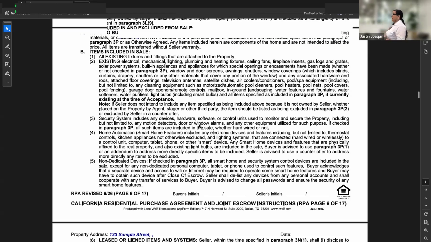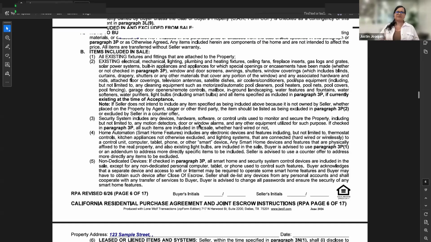We have to be careful as listing agents, right? To make sure we know we're not, let's not just put it in the description. If we know the seller is not going to include it, let's not do that because it's just going to create problems later. But the MLS, why is it not? Why would it not be included if that's the way the property was marketed? Because the MLS is not a contract. Plain and simple. The MLS is not a contract between a buyer and a seller.